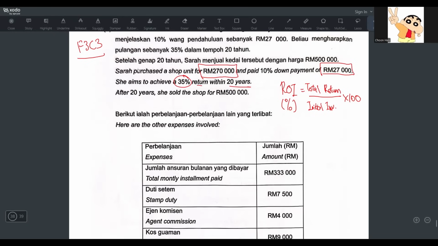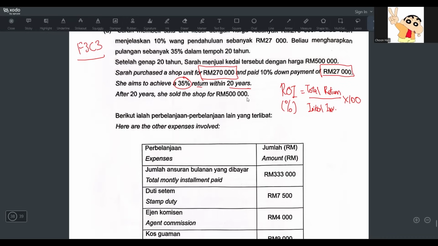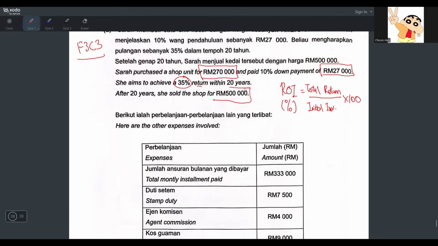Okay, now after 20 years, she sold the shop for 500,000. So definitely there's a return there, because when she bought it, it was 270,000, but when she sold it, it's 500,000. But the return is not 500,000 minus 270,000. No, wrong. It's 500,000 minus 27,000, because this is the total price. So you will not take this.